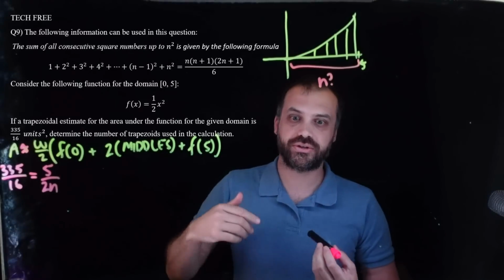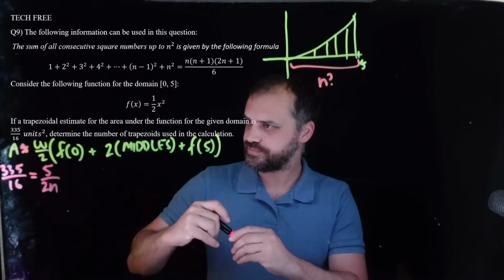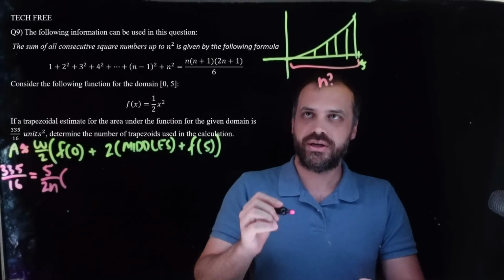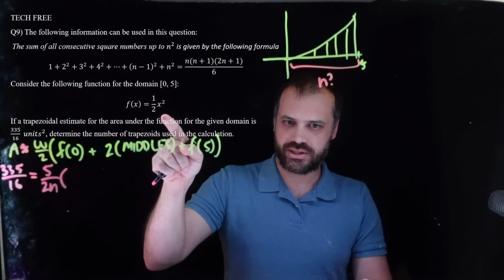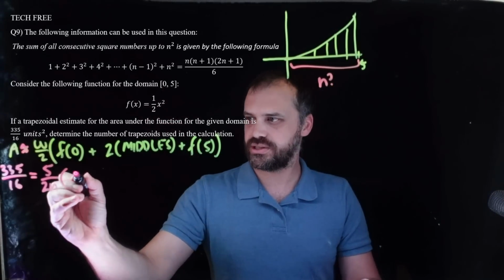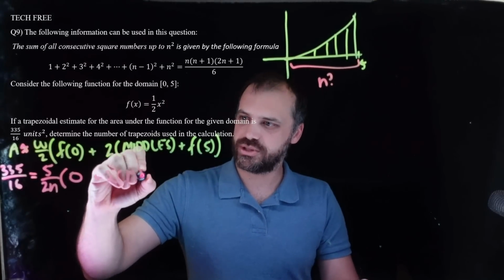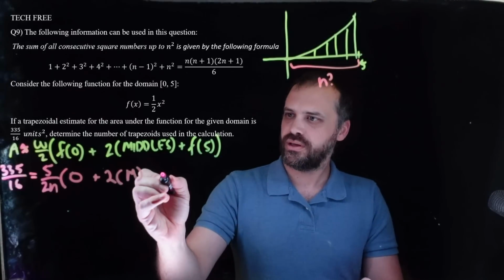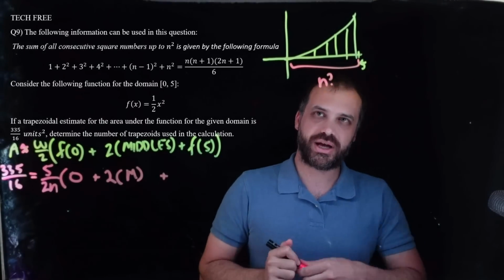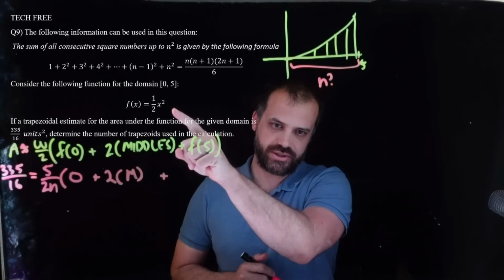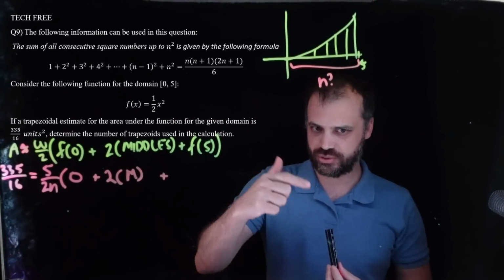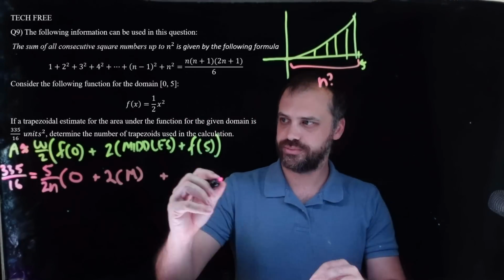So W over 2 is equal to 5 over 2 N. Now f of 0, if you sub 0 into this equation, you're going to get a big 0. Now I don't know about these middles, let's just write them as 2m for short. But f of 5, I know what happens when I sub 5 into my equation. Half of 5 squared, 25 over 2.